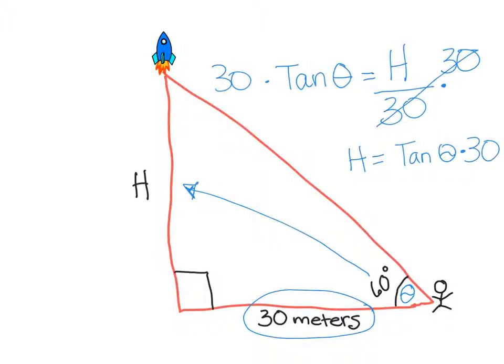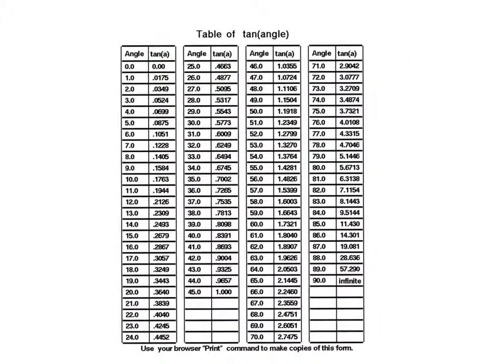The next step is going to be to find the value of the tangent of this angle and substitute it into the equation. In order to find this value, I need to go to something called a tangent table. So I'm going to go to that table. Again, the angle is 60 degrees. We will need that value when we look at the tangent table.